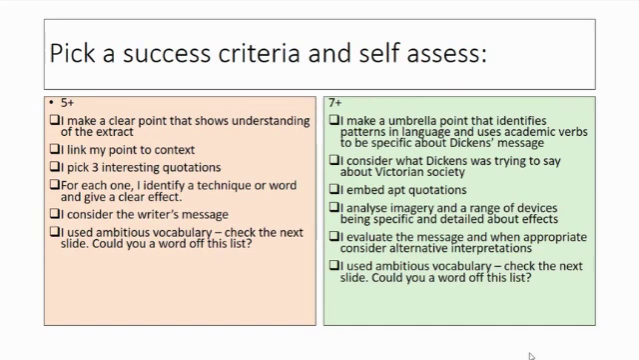So if you're aiming for a grade 5 and above, you need to make sure that you've made a clear point that shows understanding of the extract. You've linked your point to the context, you've picked three interesting quotations, and for each one you've identified a technique or word and given a clear effect. Have you considered the writer's message and used ambitious vocabulary?